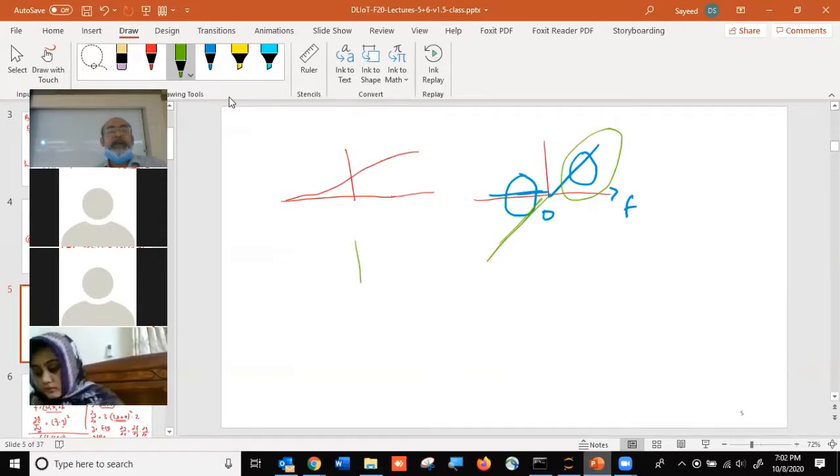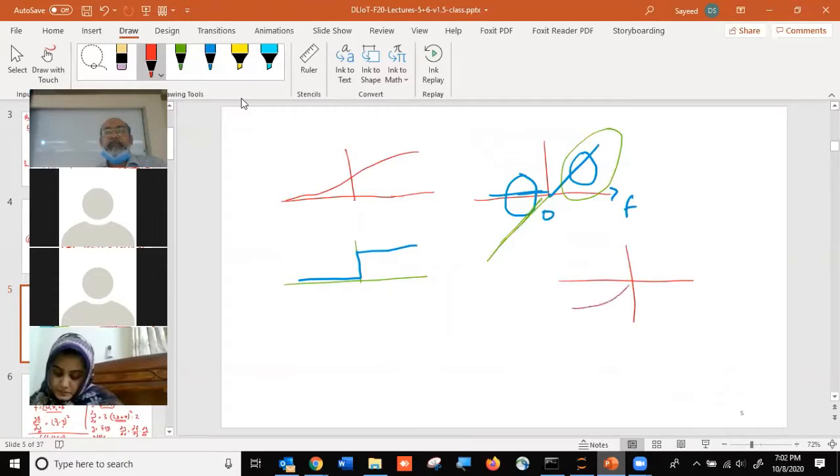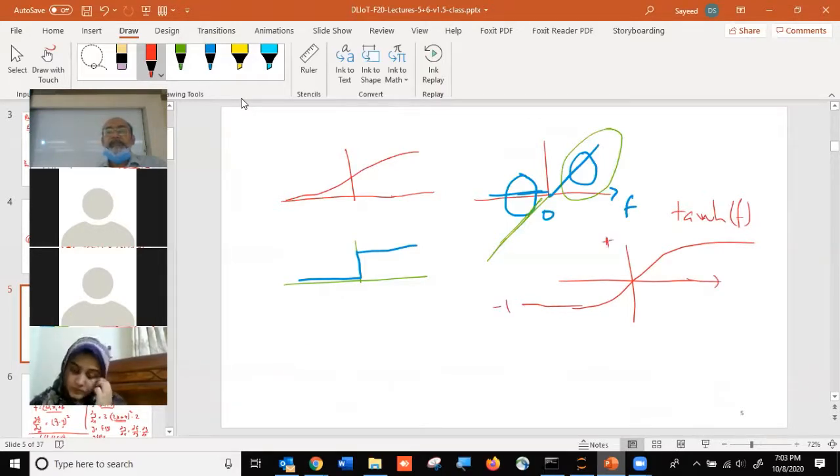Similarly, you could have a step function, right? You could have a function which goes like this, which we used first. This is also non-linear. Then there are other functions as well, which we'll study later on. There is another one which looks something like this, which goes between -1 and +1. This is called the tanh function. This goes between -1 and +1.